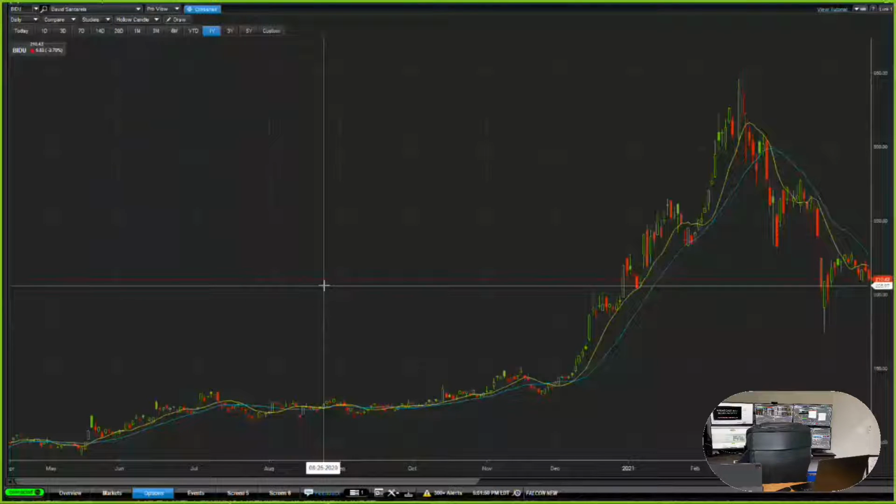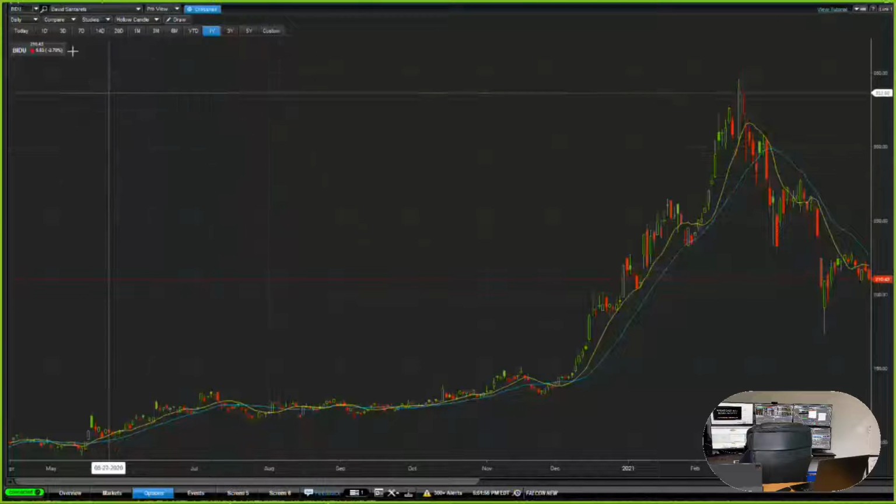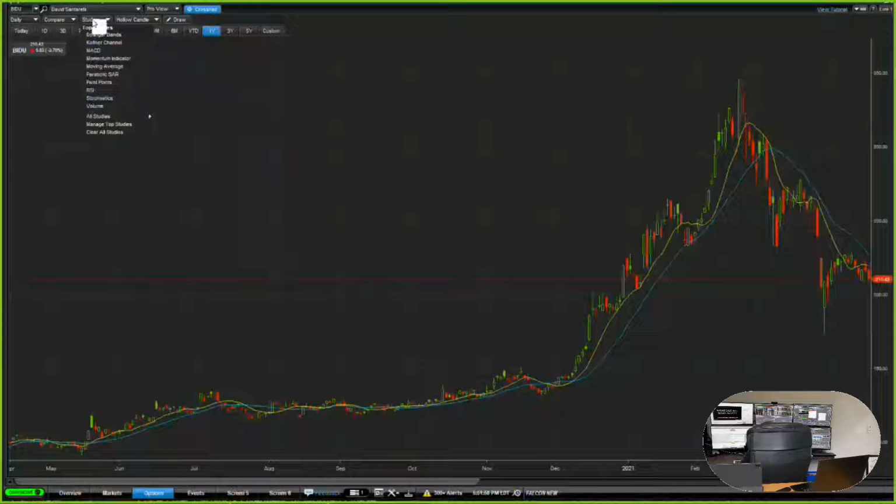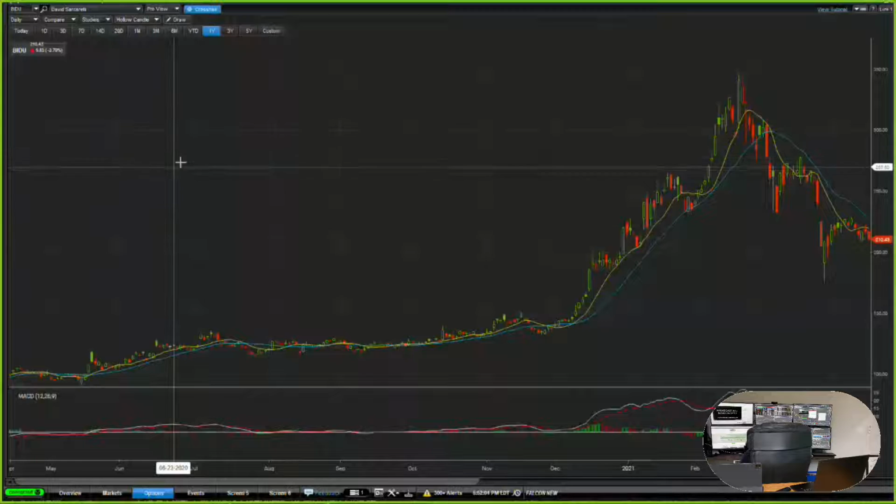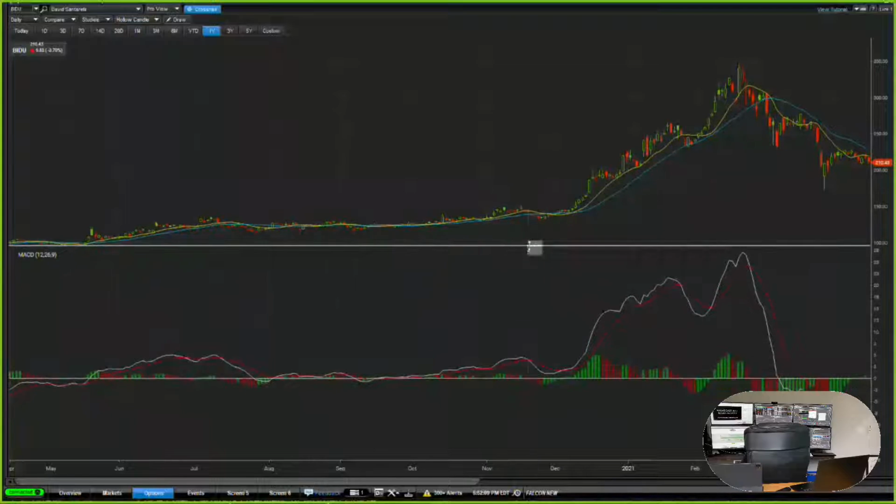Now, this is going to be a basic class for you guys to show you how we're going to find these breakouts. Go up to your studies; we're going to add our MACD, which is your moving average convergence divergence. Let me make this a little larger so you can see it. Down here is your MACD. These numbers, the 12, 26, and 9, are the moving averages they're using to follow these lines. These are your signal line and your MACD line here.